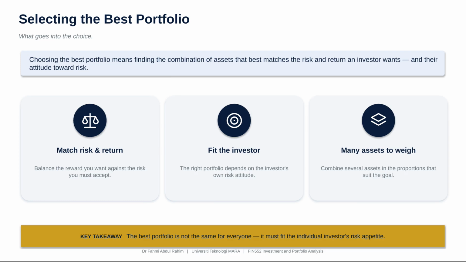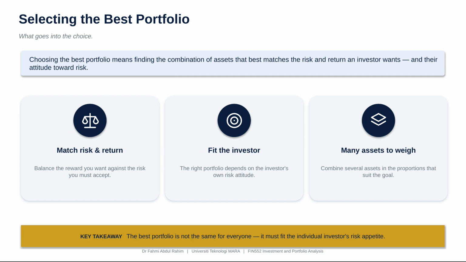Let us start by defining what selecting the best portfolio actually means. As the blue box says, it means finding the combination of assets that best matches the risk and return an investor wants, and crucially, their attitude toward risk. 3 things go into that choice, shown in the cards. First, you must match risk and return, balancing the reward you want against the risk you are willing to accept, because the two come together.